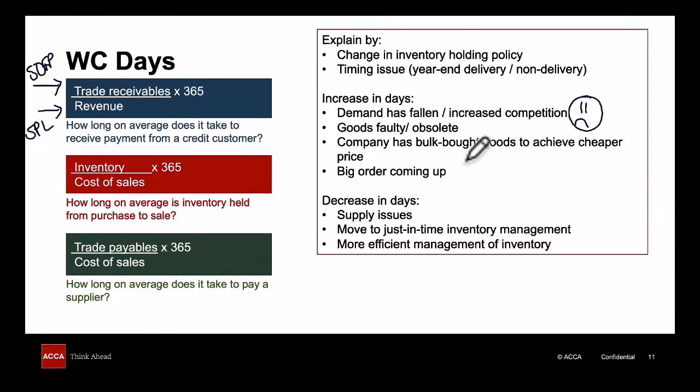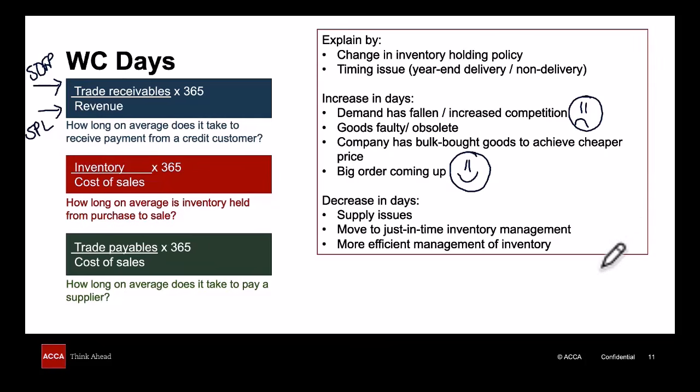However, don't forget there could be a good side to this. That increase in days could be because our company has been really clever and has bulk bought goods because it knows it can get a better price, maybe ahead of a big price rise it knows is coming up. Or it could be that it's just received a big order for next year, so it's gearing up, it's building up its inventories ahead of that.